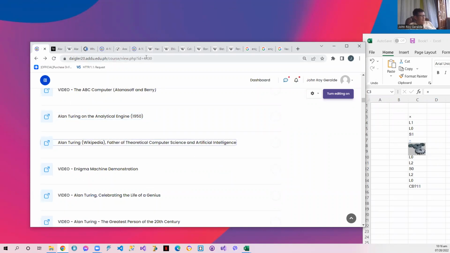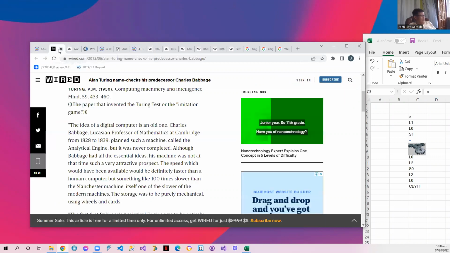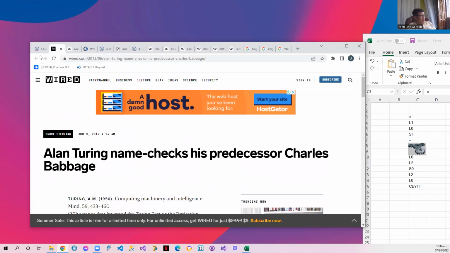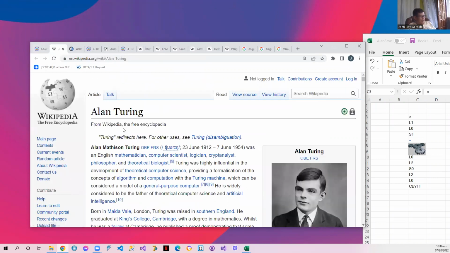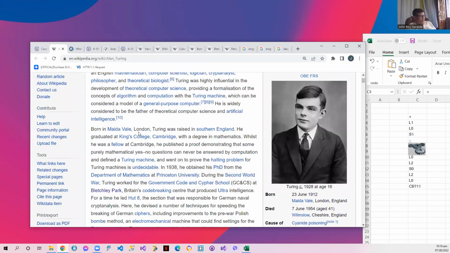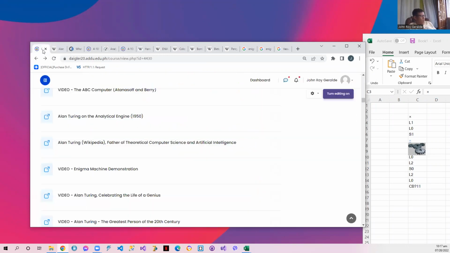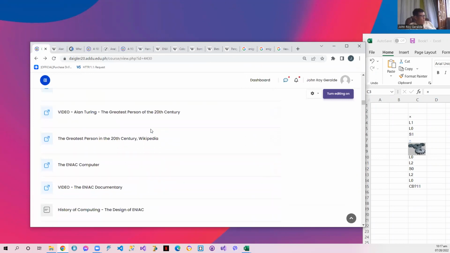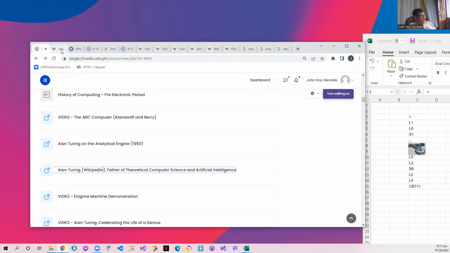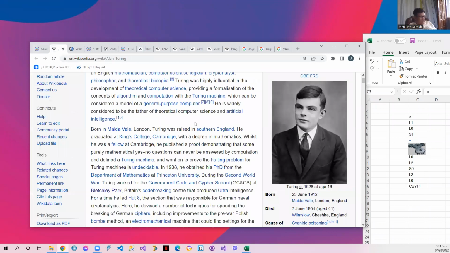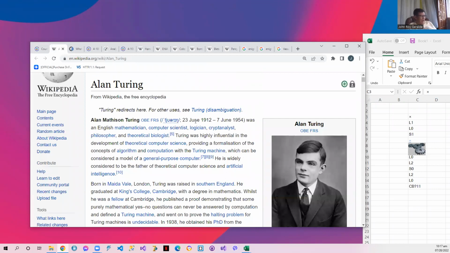So, father of computer science, theoretical computer science and artificial intelligence is now recognized, is now accredited to Alan Turing. Now, who is Alan Turing? Alan Turing is a mathematician who did mathematics in Cambridge University, the same university that Charles Babbage taught a long time ago. And then, right after finishing his bachelor's in math, he proceeded to a PhD in math in the US.